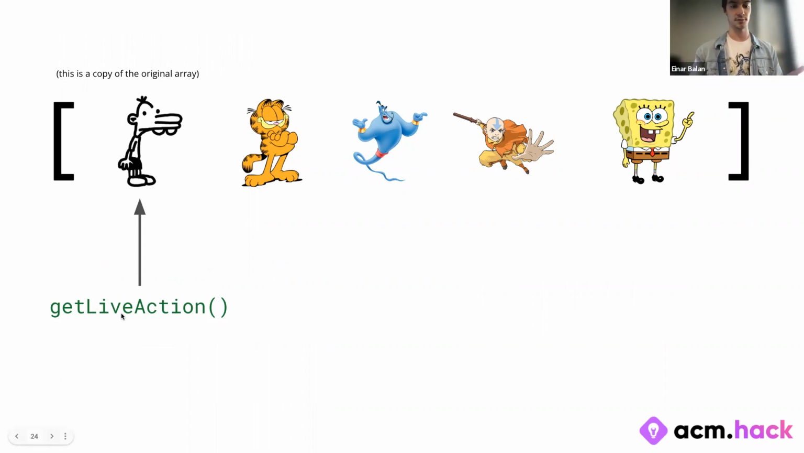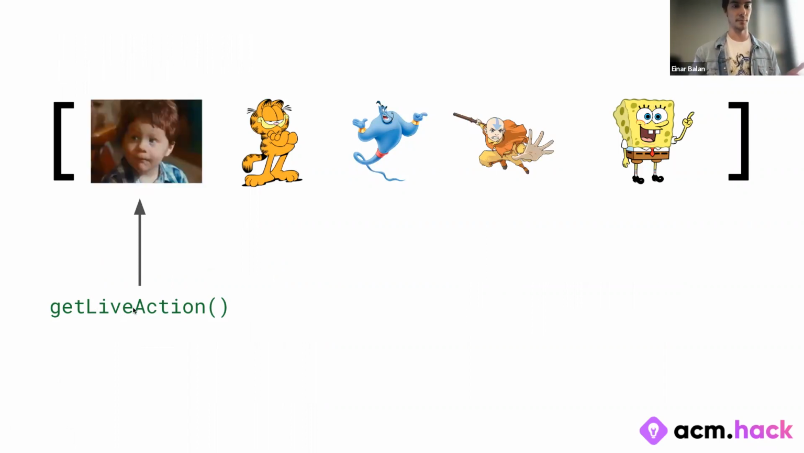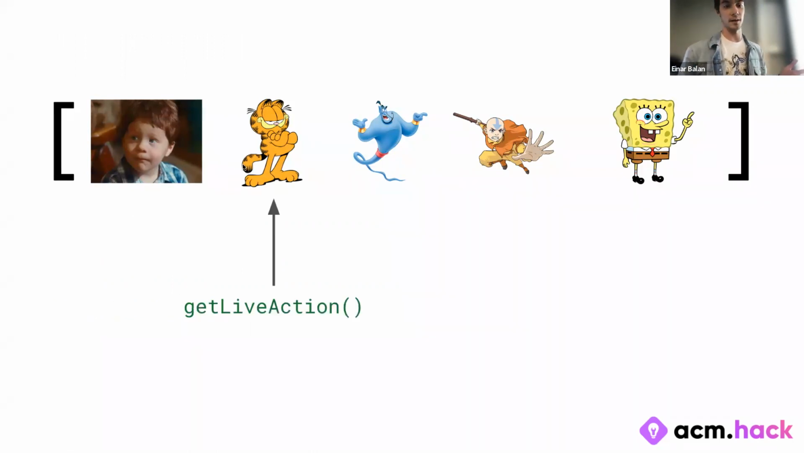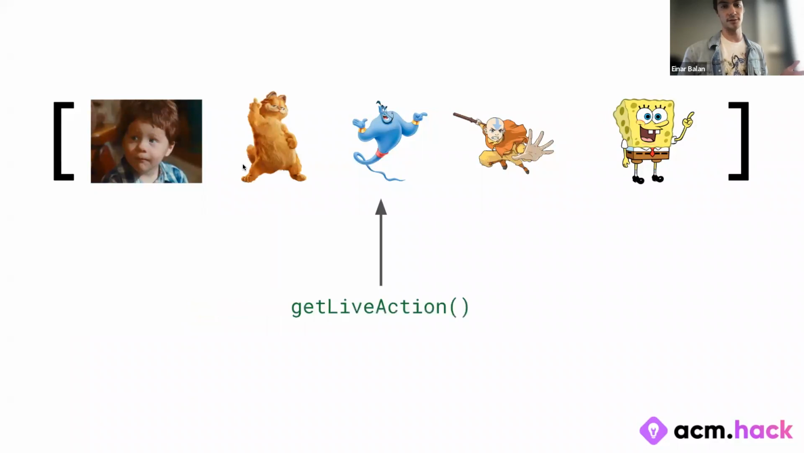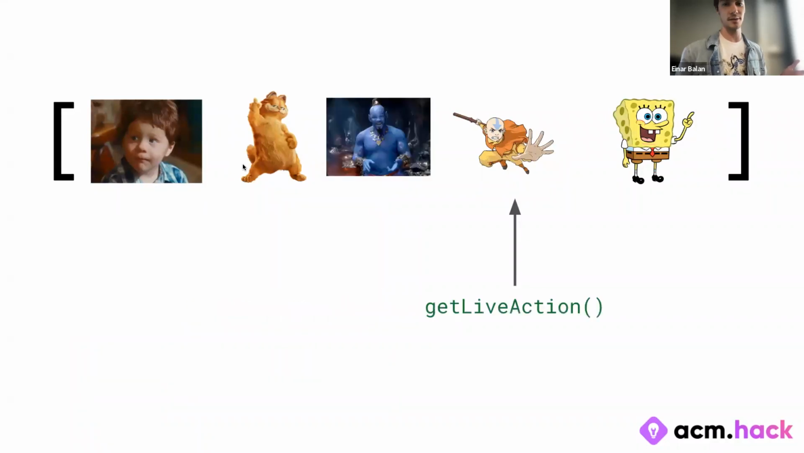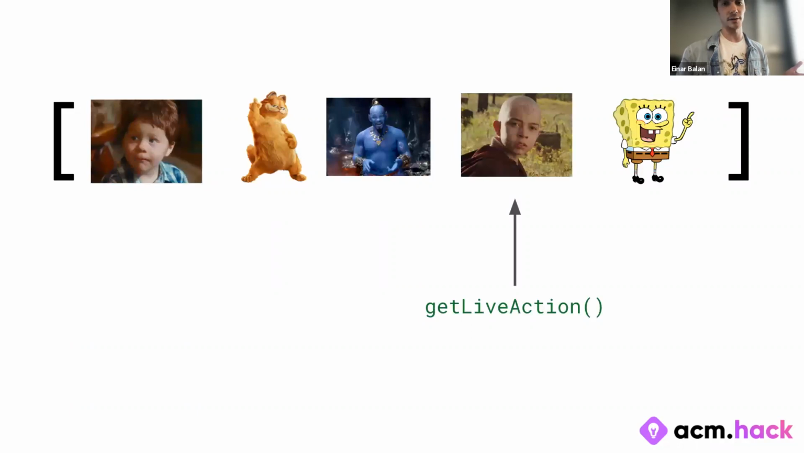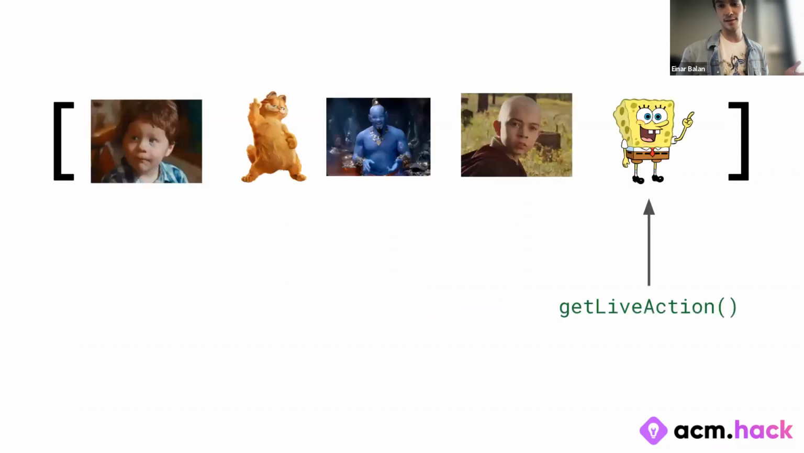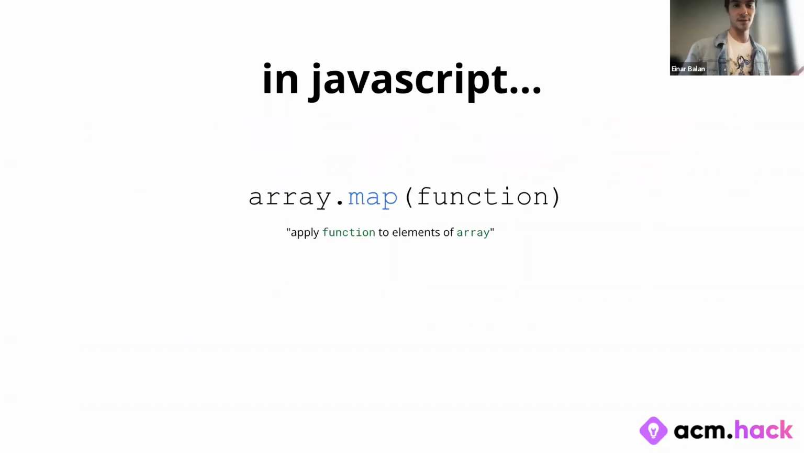So just for demonstration, we have get live action applied to Manny from Diary Kid, we get this guy. To Garfield, we get Garfield. To the Aladdin from Genie, we get Will Smith. To Aang from Avatar, we get this guy. And SpongeBob, we get SpongeBob, right? So in JavaScript, does that make sense, by the way? Is that clear? Just because I know it might be kind of confusing a little bit.